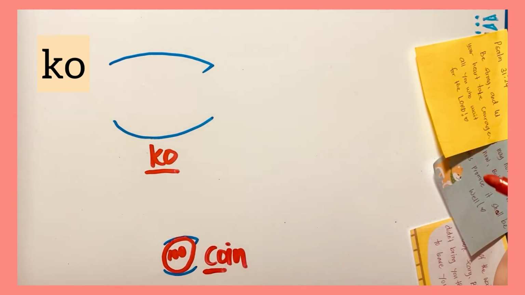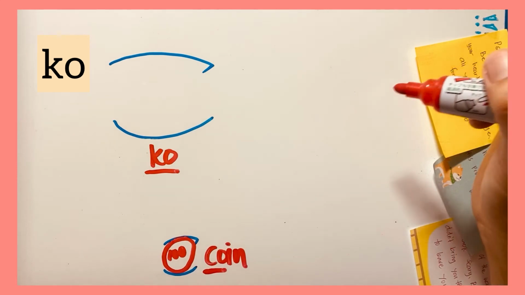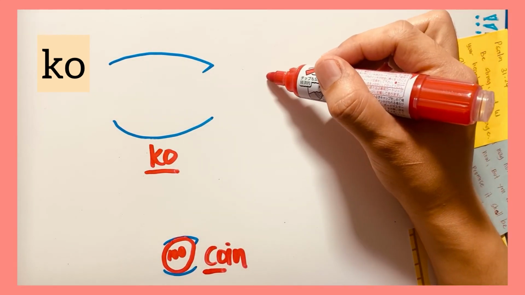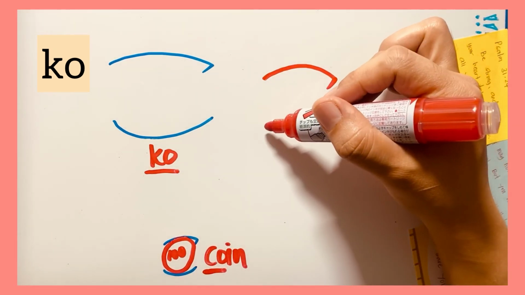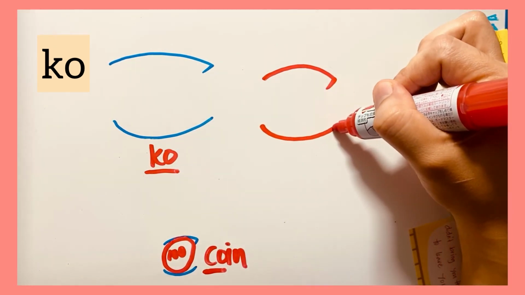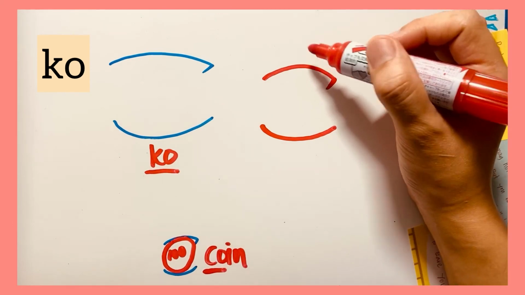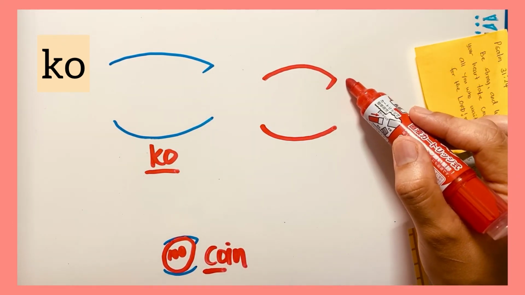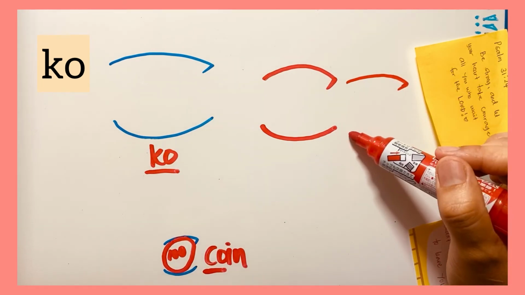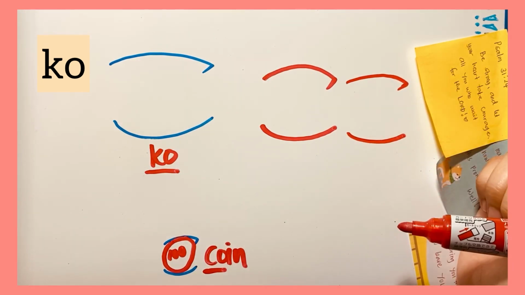So how to write ko? There's 2 strokes here. 1, brush up, and then stop. It's a little bit curved, guys. Okay, again. 1, 2.